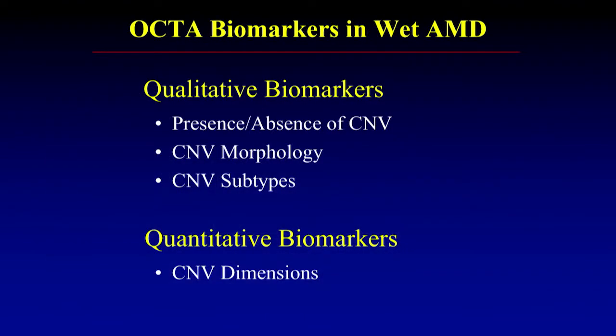There are a number of potential biomarkers that might be able to be used in wet AMD using OCTA. You can look at the presence or absence of CNV, the morphology, and the different subtypes of neovascular tissue. And you can also measure the CNV tissue.